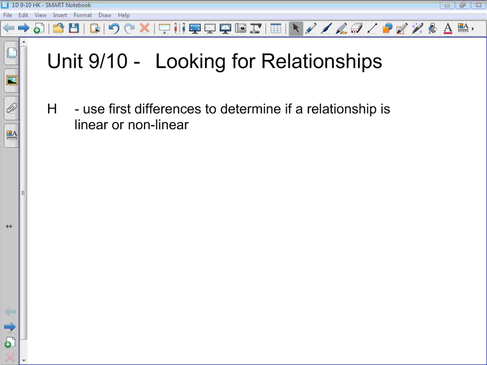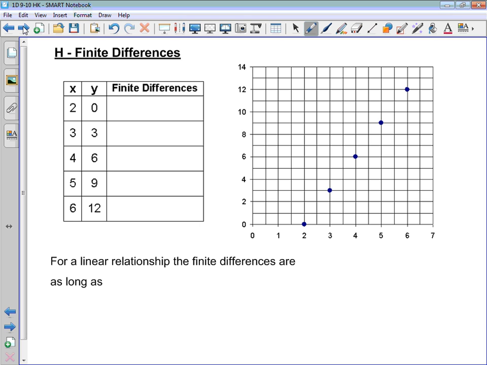So this is Unit 910, looking for relationships, and we're working in box H here, finite differences. What we want to be able to do by the end of this lesson is to use the finite differences to determine if a relationship is linear or nonlinear. So what do we mean by finite differences? Well, we use finite differences when what we are given is a table of values for a relationship.